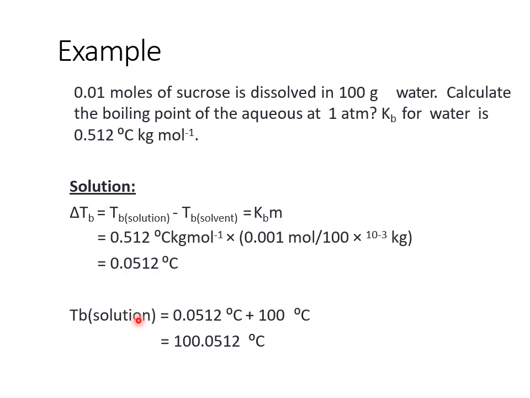This is the KB value, and m is the molality, which will give us ΔTB of about 0.05. As we know, boiling happens at 100, so we need to add 0.05 to 100. That will give us 100 point something for the boiling point of the solution.